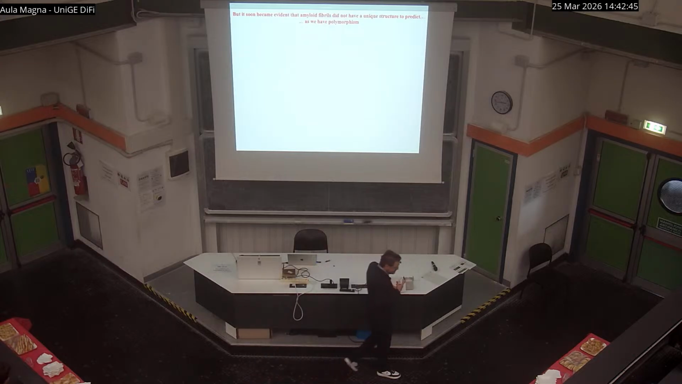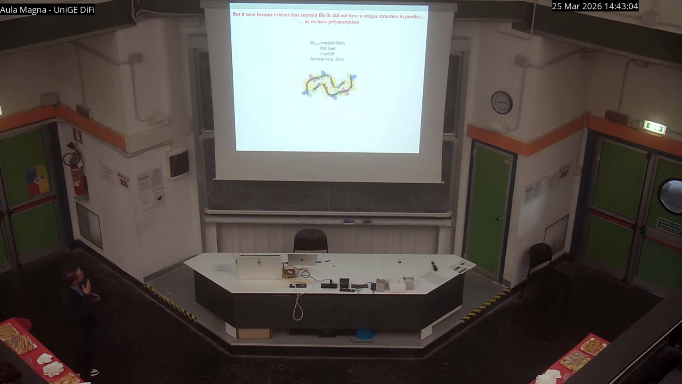Okay, but it soon emerged another problem. We have polymorphism. We discussed it. It's not only a single amyloid structure. We have polymorphism. So what are we really predicting here, because we have different structures, different amyloid structures?